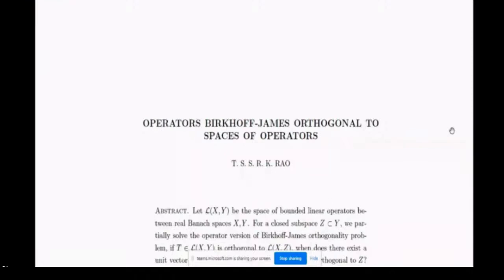So my talk is about operators, what are called Birkhoff James orthogonal to spaces of operators.